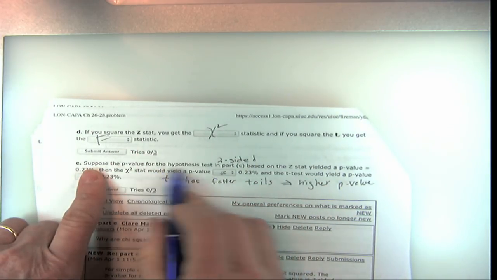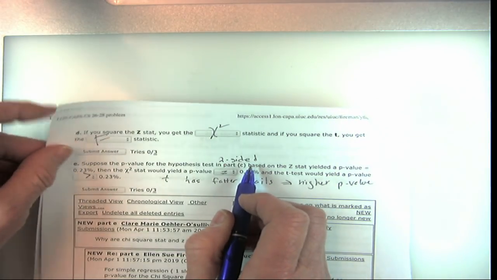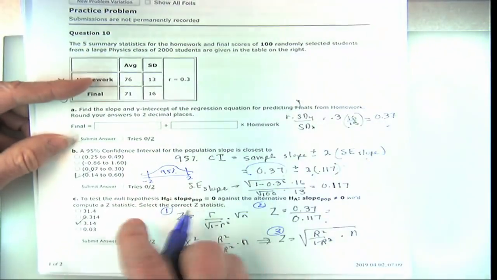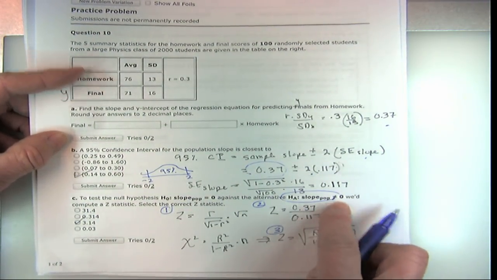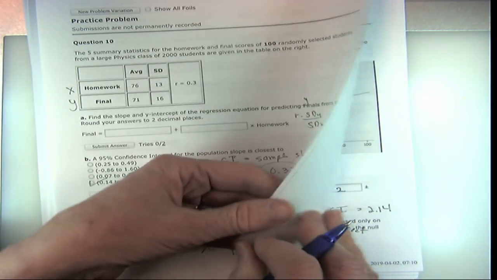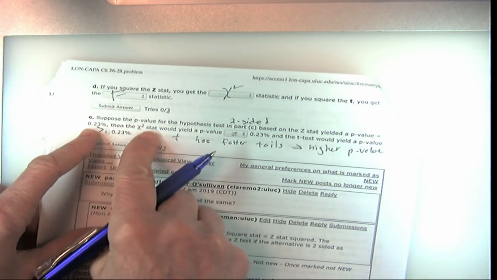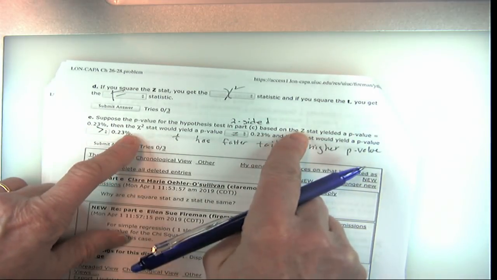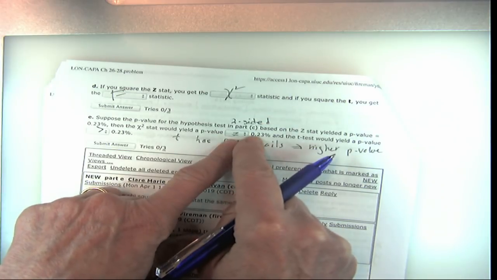Suppose the p-value for the hypothesis test in part C, so you have to see what that alternative is. It's two-sided in part C. That's two-sided. There's no direction, not equal to 0. One-sided would be greater than 0 or less than 0. Which yields a p-value equal to that. Then your chi-squared and z are going to yield the same. It's the same because it's two-sided.